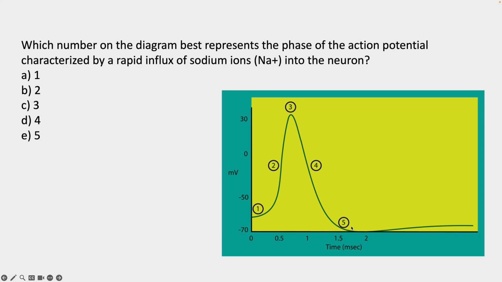lowest part here. So which of these numbers best represents the phase of the action potential where there is a rapid influx of sodium? You can take some seconds to answer. You can pause the video. Okay, and the correct answer here is the number 2, which is this line that moves from the negative towards the positive values. That is the phase where we have a rapid influx of sodium.